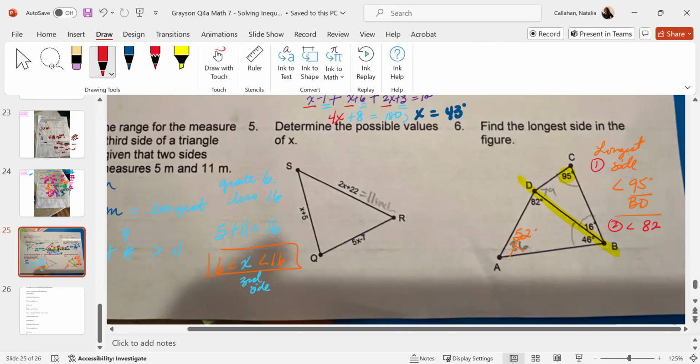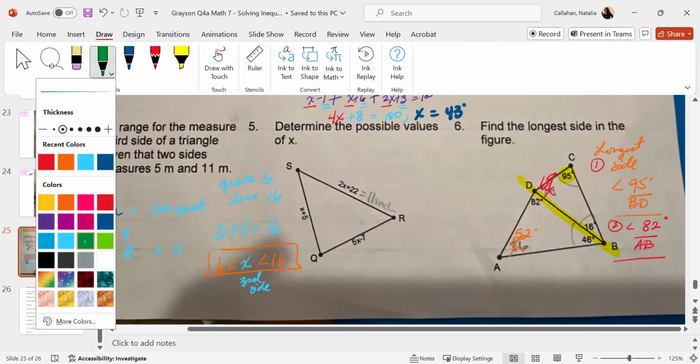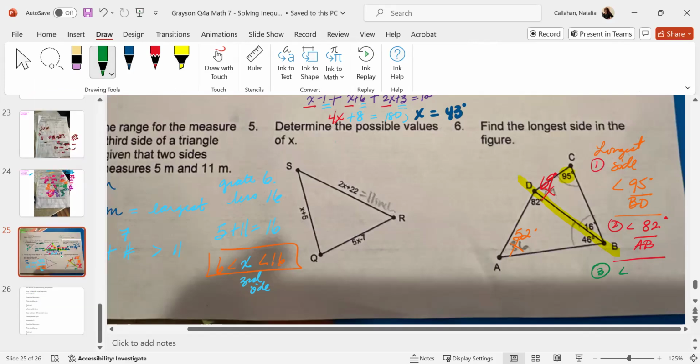I'm going to make sure: 95 plus 16, 180 minus 111. This is wrong. This is 69. Yeah, I messed up. Okay. So 82 degrees is going to be side AB. Do you see that? Third longest side. What's the next angle that's smaller than 82? 69 degrees, right? Which side is that opposite of? If this angle right here is 69, what side is opposite of this angle right here? BC. You see that?